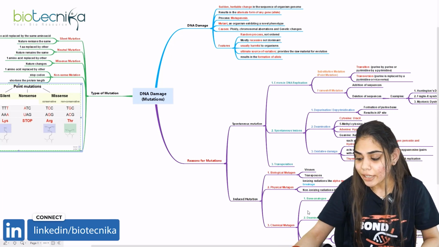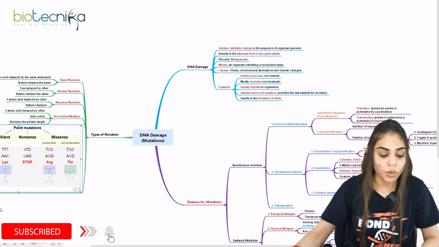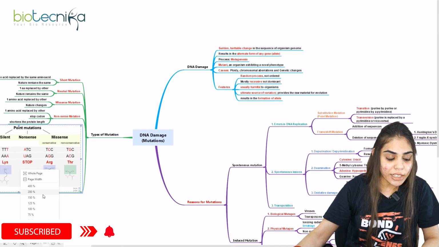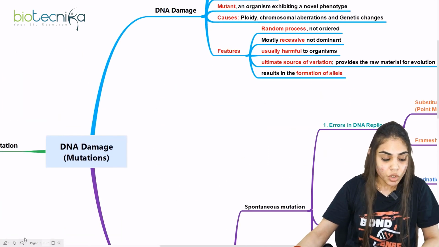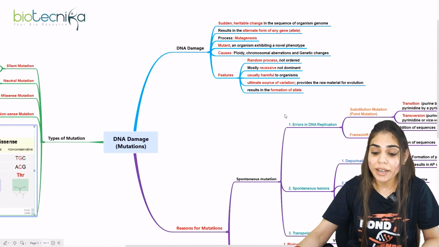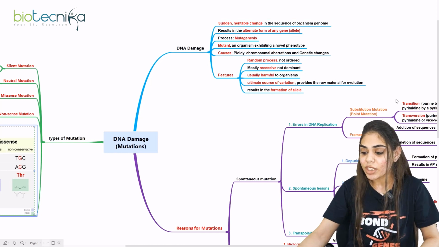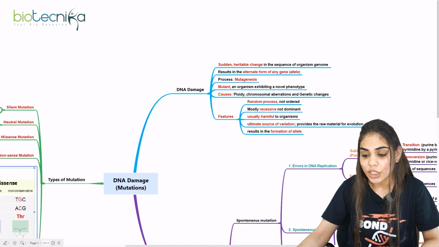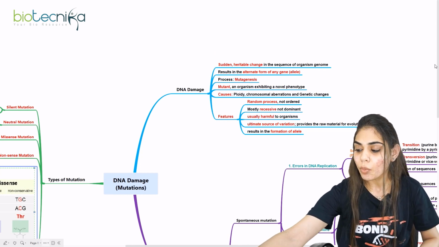So coming to the introduction of DNA damage, that is mutation. Everyone knows mutation is a sudden change that takes place in the genome of an organism. These changes can be random, it is not ordered. It is a sudden heritable change that occurs in the genome of an organism, and it results in the alternate form of a gene.